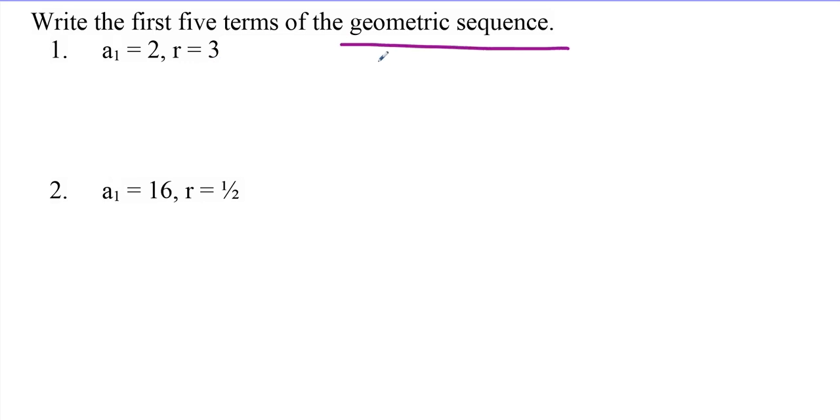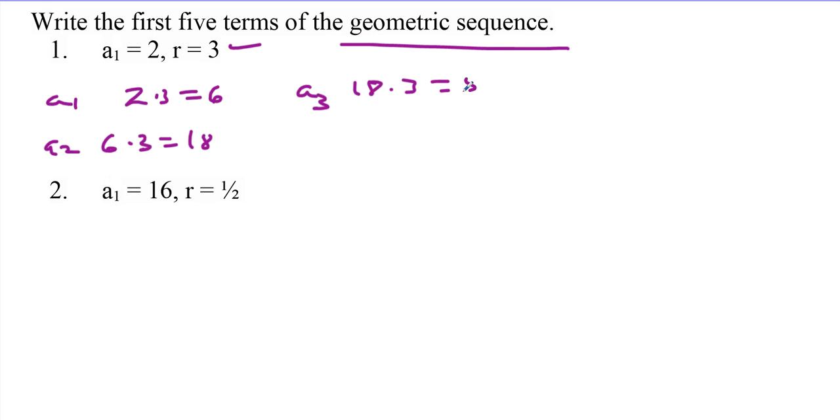Okay. So what we have here is, write the first 5 terms of the geometric sequence. I could write the explicit formula, but let's think about this. This is my r right here. So what we're really doing is just 2 times 3 is equal to 6. All right, that's a sub 1. So a sub 2, we're going to take the 6 and times it by my ratio, and I'm going to get 18. And then a sub 3, guess what I'm going to do? I'm going to take that 18 and do it times 3.